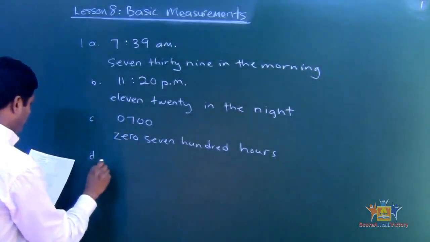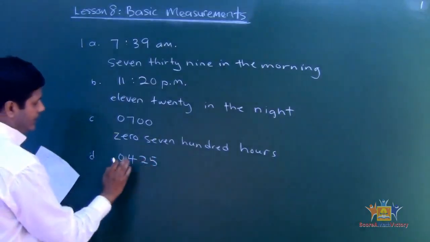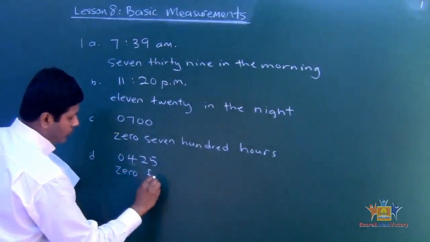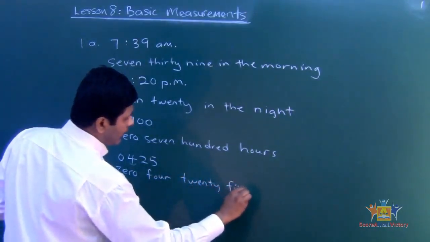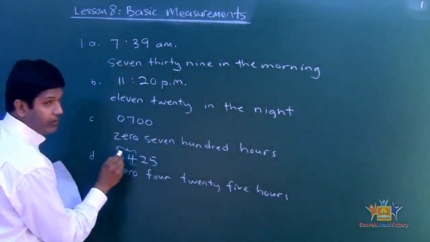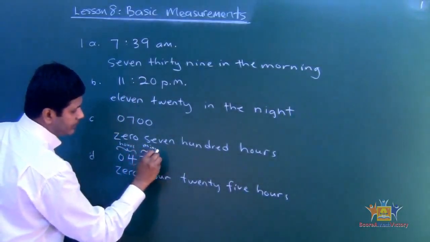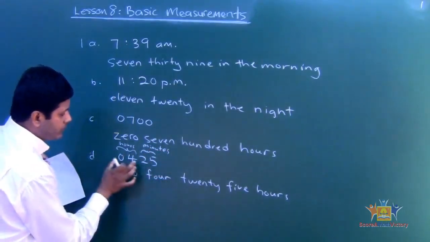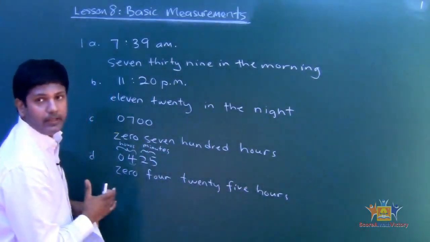Alright, let's look at D. Now D, you're given 0425. Again, the first one is 0425 hours. See that? It's very important because this part is referring to the hours, and this part is referring to the minutes. But we know that. That's why we read this one as 0425 hours. So keep that in mind.